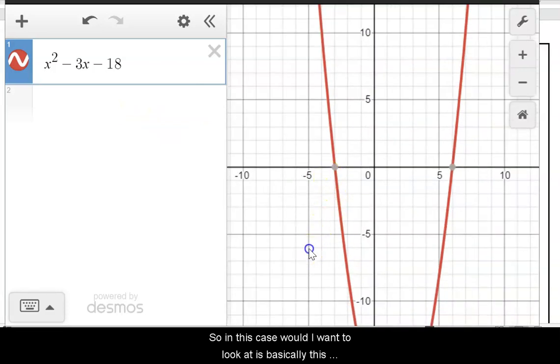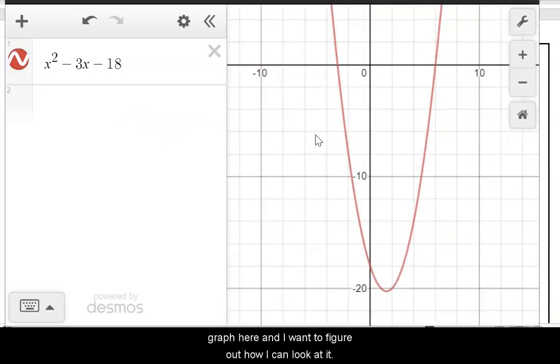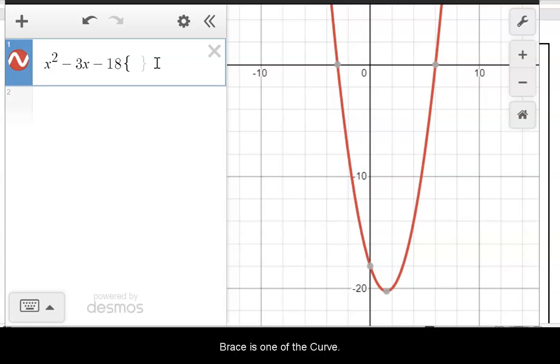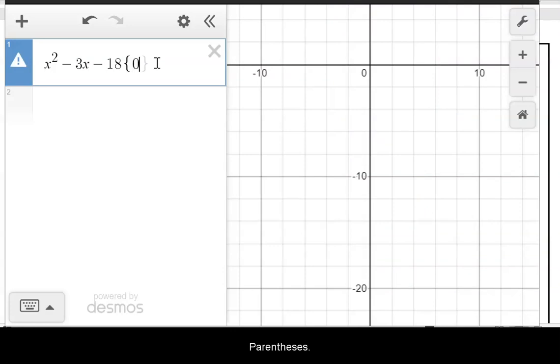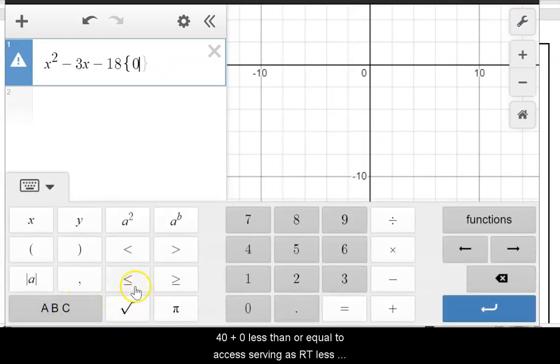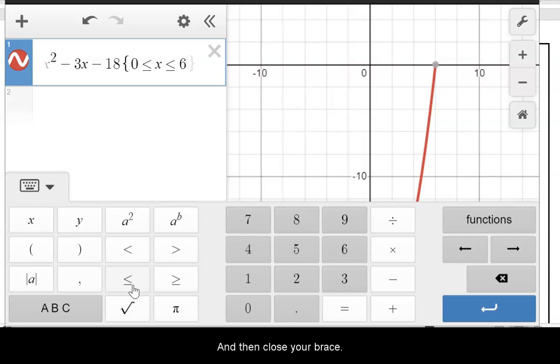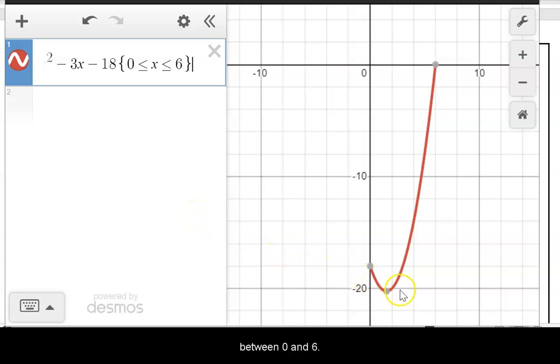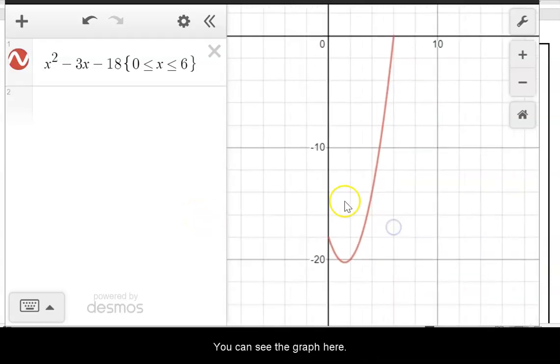So in this case, what I want to look at is basically this graph here, and I want to figure out how I can look at it. Since our function only extends between 0 and 6, I can restrict the graph by putting in braces with the restriction. A brace is one of the curved parentheses. Put in 0 less than or equal to x, which is serving as our t, less than or equal to 6, and then close your brace. This will give you only the portion of the graph that's between 0 and 6. You can see the graph here.